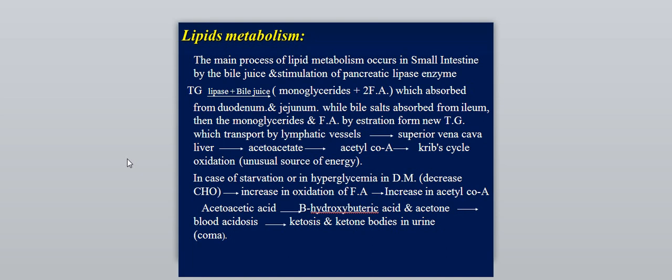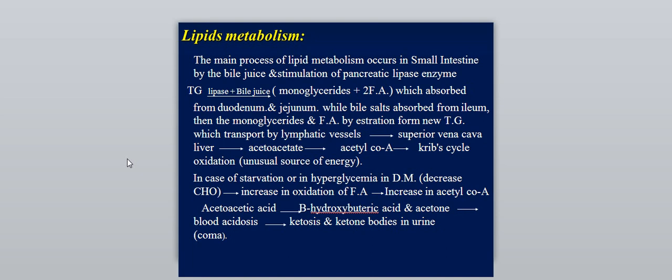Then the monoglyceride and fatty acid by esterification will form a new triglyceride, and the triglyceride here will have again the same chain. This will be transported by the lymphatic vessels to the superior vena cava to the liver and will form acetoacetate and then acetyl-CoA and enter the Krebs cycle, which is a type of oxidation that is an unusual source of energy. It occurs when there is hypoglycemia, when there is a decrease in the amount of carbohydrate or protein in the body. So we will use the lipid as a source of energy instead.